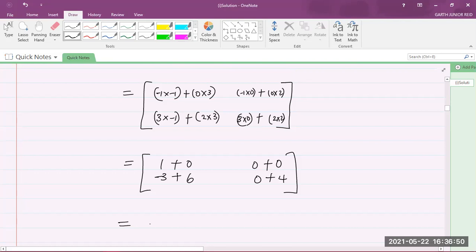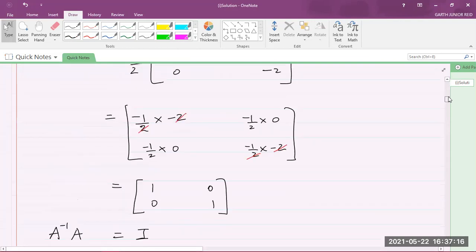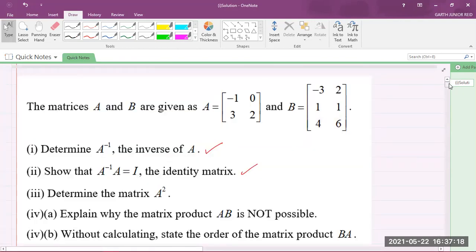Okay, and this is going to be equal to 1 plus 0 is 1, 0 plus 0 is 0. All right, -3 plus 6, or 6 minus 3, will give us 3, and 0 plus 4 is 4. Okay, and that is my matrix for A squared. Okay, so that is the end of this part of the question. All right, so that's part 3 completed.